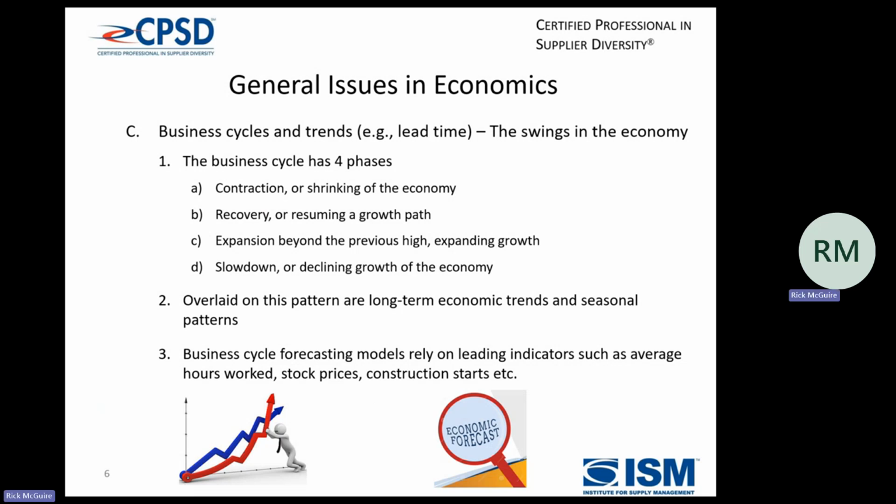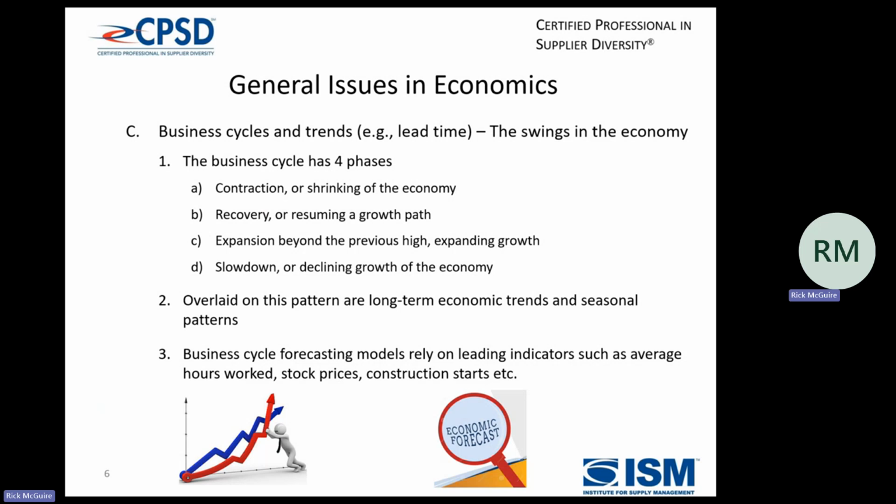Business cycles and trends, the swings in the economy. So the business cycle has 4 phases. We're going to start with contraction, or shrinking of the economy. Then the next phase is going to be recovery, or resuming a growth path. Then you're going to have expansion beyond the previous high, expanding growth. And then you go into slowdown, or declining growth, and then back to contraction, or shrinking.